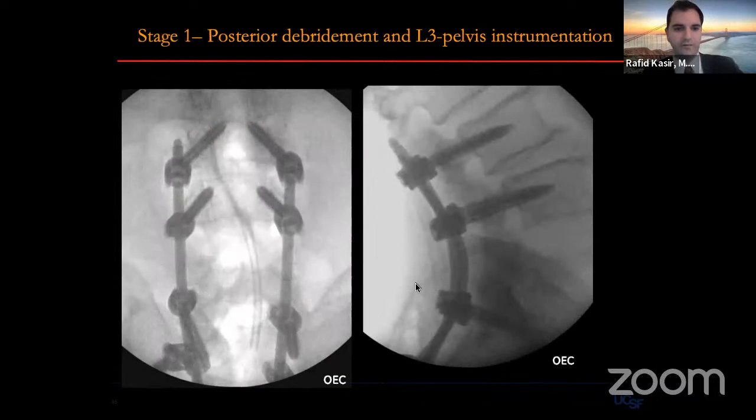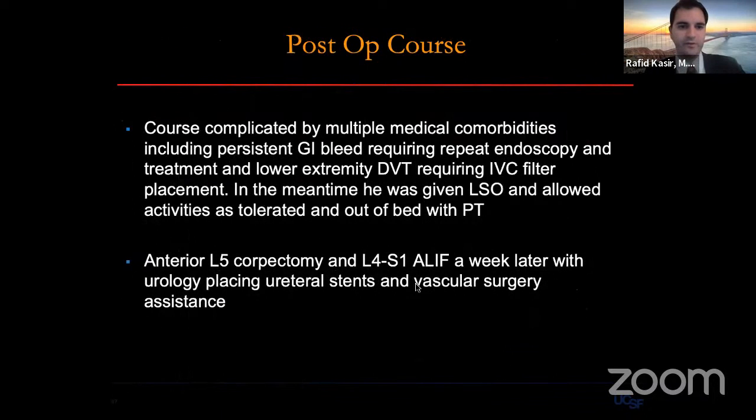So this gentleman has a diagnosis of L4-5 pyogenic spondylodiscitis, as well as osteomyelitis of L5. We staged this surgery. We decided to revise the debridement in the posterior column first and did a fusion 2 above, 2 below. So here are the intraoperative X-rays showing the L3 to pelvis fusion. We used S2AI screws in this case.